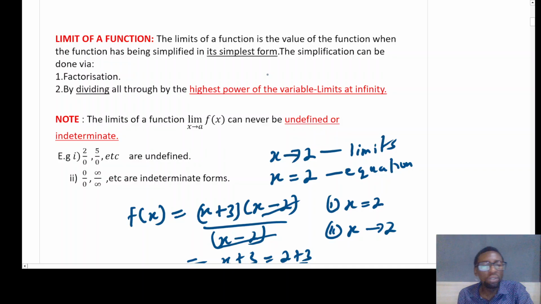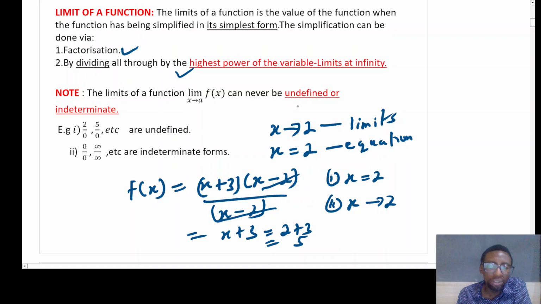So before you can substitute the value of x for limit, you must check if you can simplify that function. And you can simplify the function in two ways: by using factorization or by dividing all through by the highest power. I want to explain this by one of the examples. We call that limit at infinity. And please take note of this. The limit of a function can never be undefined.